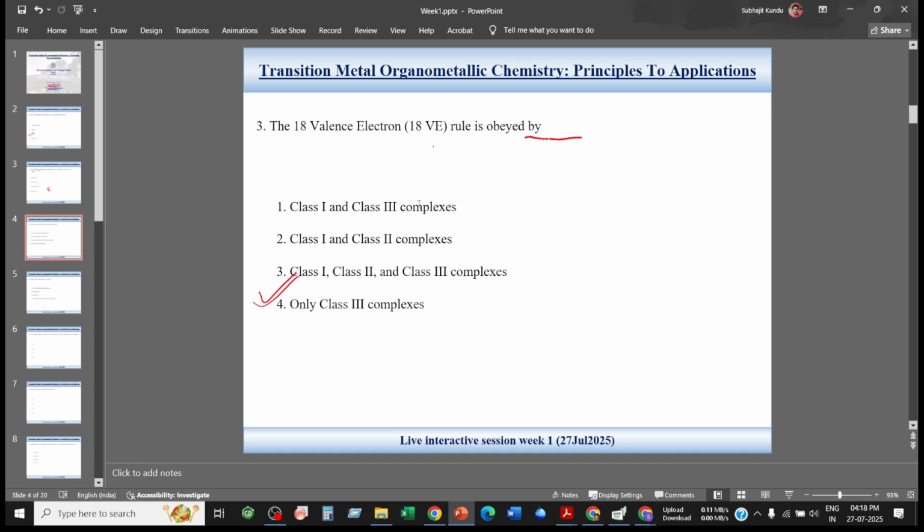The 18 valence electron rule is obeyed by which complexes? According to the 18 valence electron rule, after counting the total valence electrons, complexes are classified into three categories: class 1 complexes, class 2 complexes, and class 3 complexes. There is a very minor difference in these three categories, but we have to remember it. So what will be the answer?